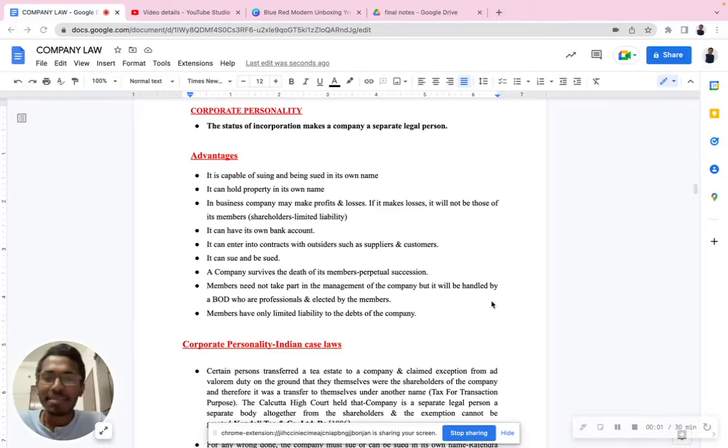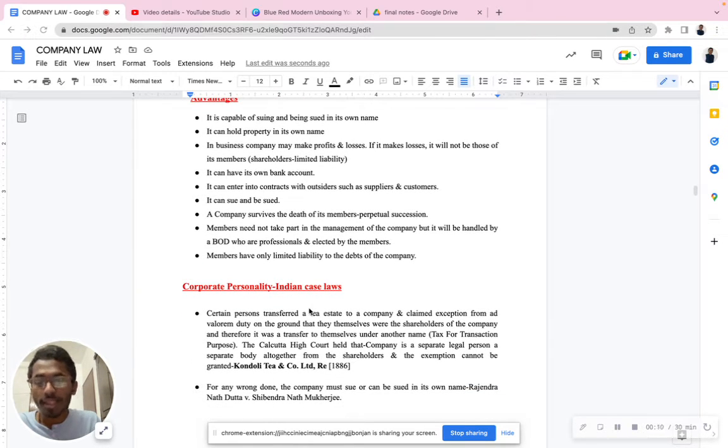Hello everyone. So my name is Pawan and today we'll be learning about what is corporate personality, advantages of a corporate personality, and then we'll be learning about two important cases which is considered as an important aspect of a corporate personality. In terms of an Indian case, we'll try to understand.